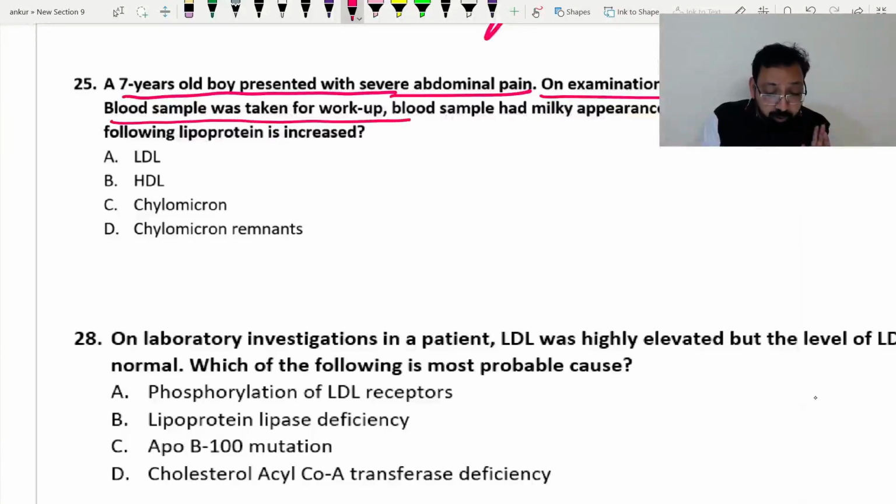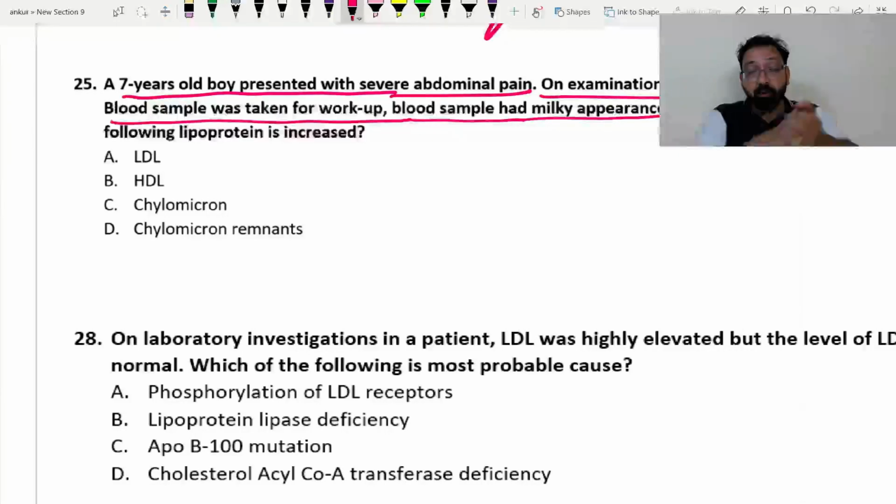Blood sample was taken for workup. Blood sample had milky appearance of plasma, like cream of tomato soup. You took the sample and refrigerated at 4 degrees centigrade overnight, supernatant layer of white color, lactescent blood. Triglycerides are increased, chylomicrons are increased.